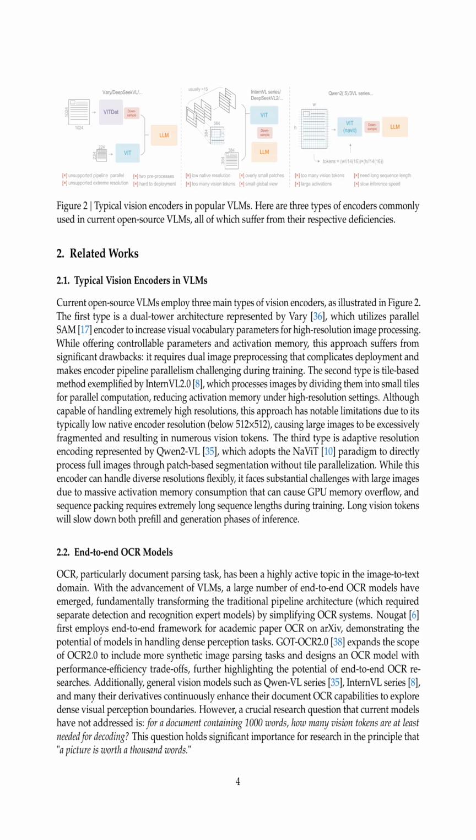Although capable of handling extremely high resolutions, this approach has notable limitations due to its typically low native encoder resolution, below 512 by 512, causing large images to be excessively fragmented and resulting in numerous vision tokens. The third type is adaptive resolution encoding, represented by Qwen2-VL, which adopts the NaViT paradigm to directly process full images through patch-based segmentation without tile parallelization.